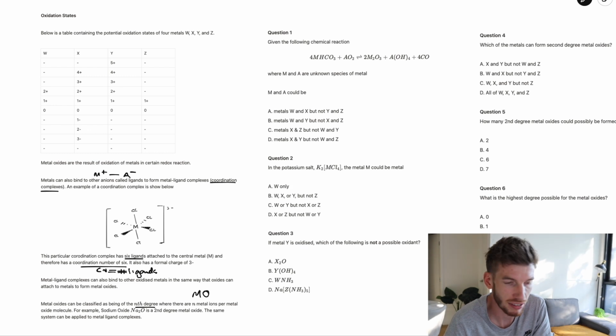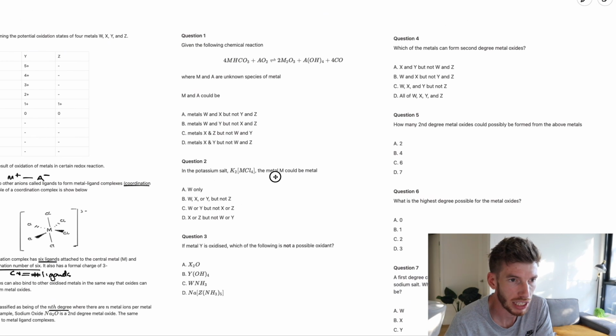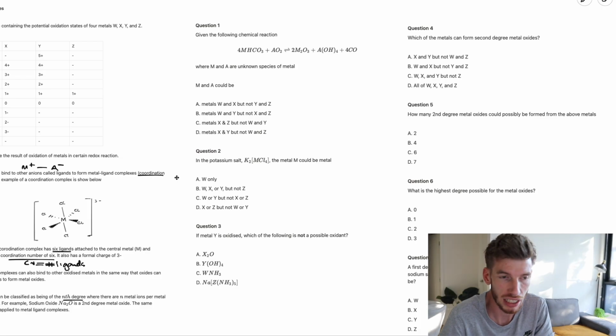And I've put in an example because this is the kind of thing that I see ACE doing as well. Whenever they give something really technical, they always give an example to kind of clarify the meaning of it. So for example, sodium oxide, Na2O, is a 2nd degree metal oxide. It has 2 metal ions in it. The same system can be applied to metal ligand complexes as well. And so we get into the questions, and we might be bouncing back to the info as well.